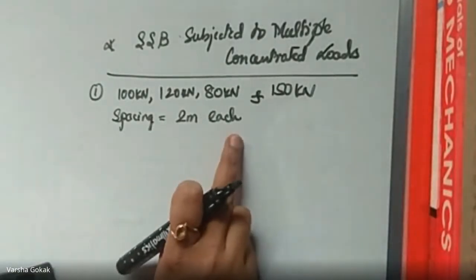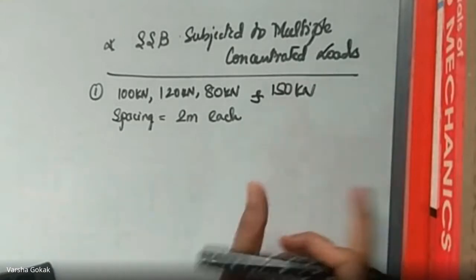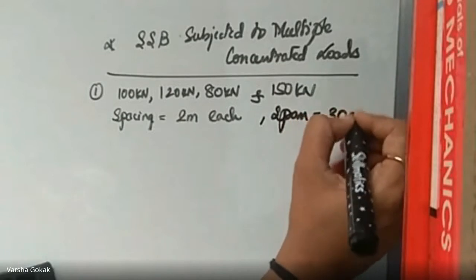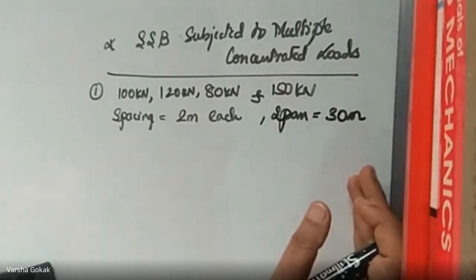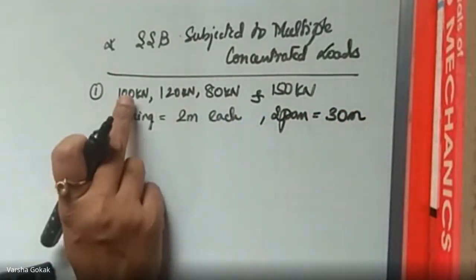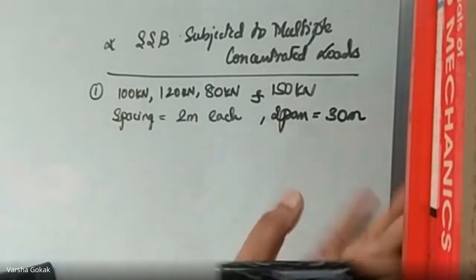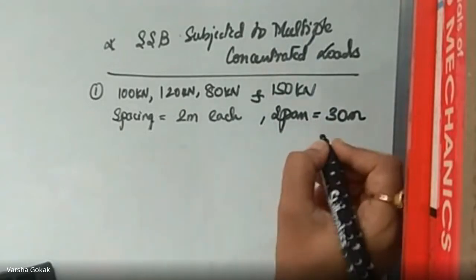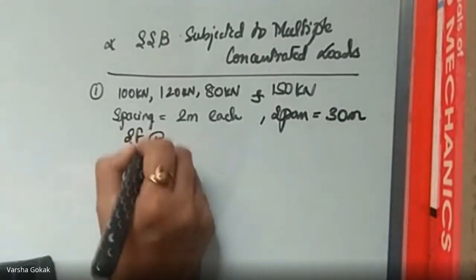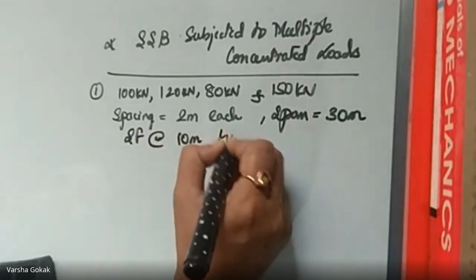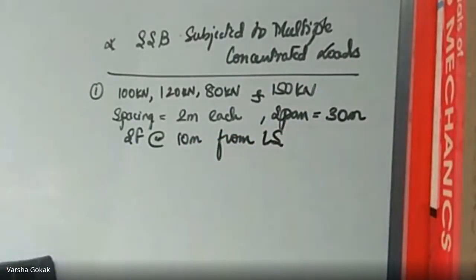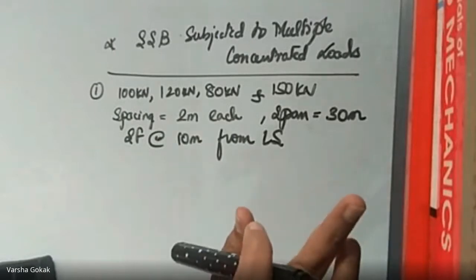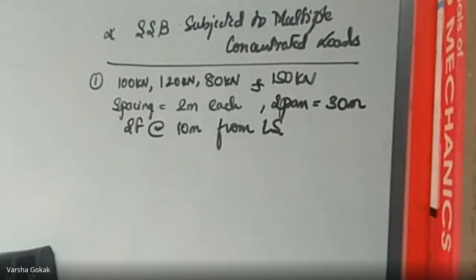Spacing is 2 meters each. It crosses a girder of span 30 meters. So the span of the beam is 30 meters from left to right, with 100 as the leading load. Then we have to find the reactions, maximum shear, minimum shear, especially at 10 meters. So find the shear force at 10 meters from the left support. Then the absolute maximum bending moment has to be found.